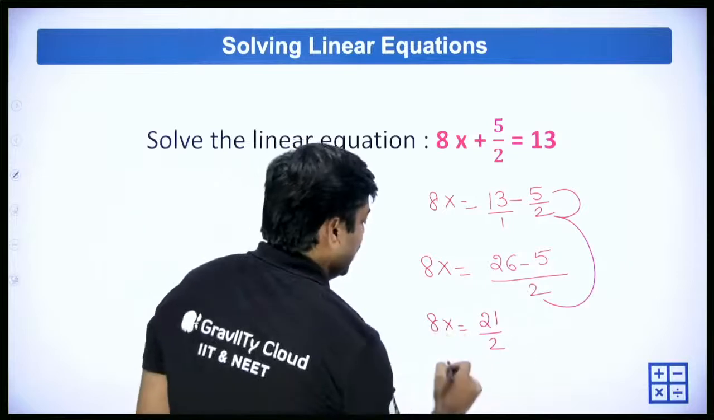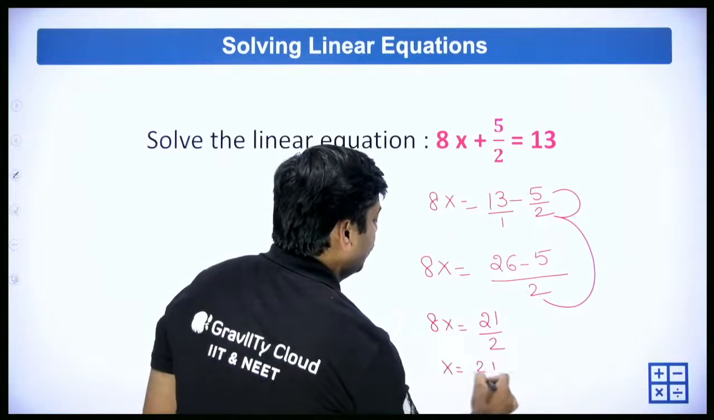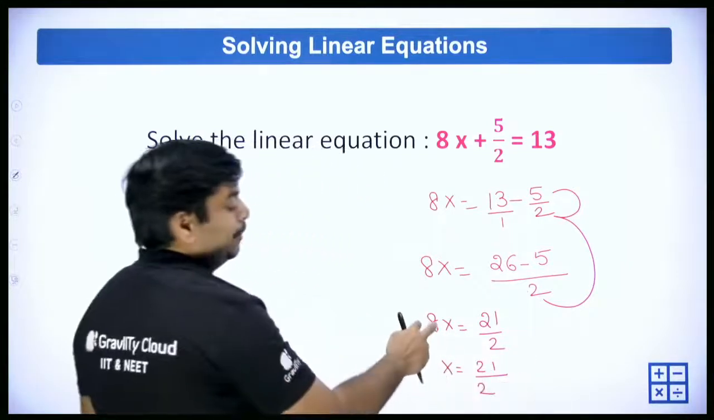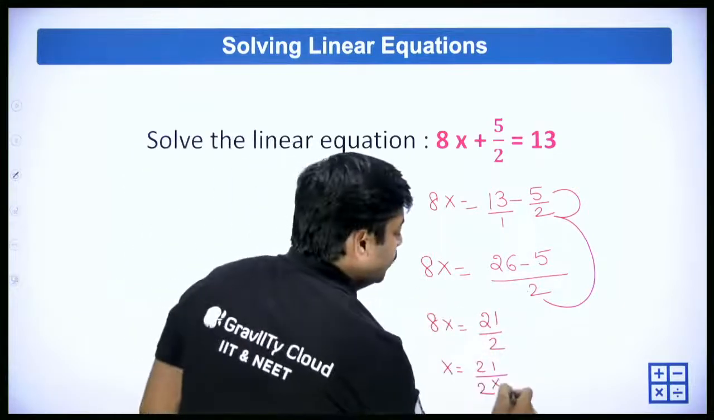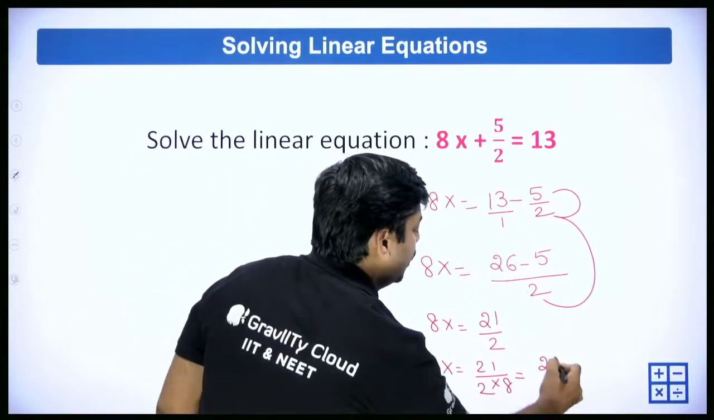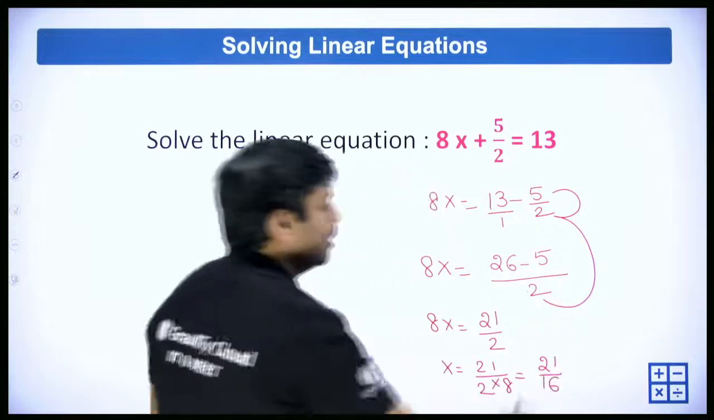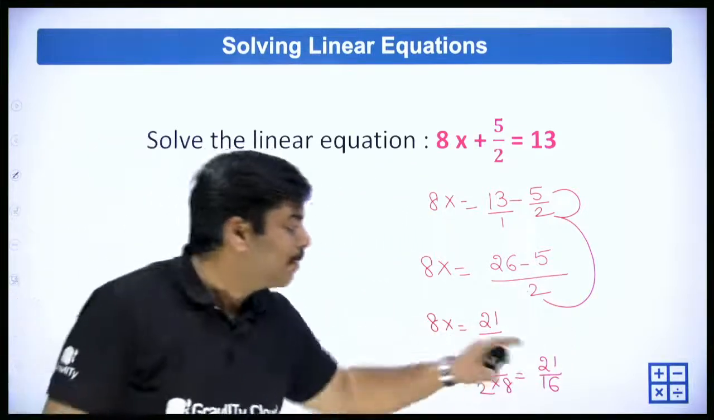Okay, so send this 8 here. x is equal to 21 by 2. This 8 being multiplied will now come to the denominator and divide. So 21 by 16. The value of x is 21 by 16.